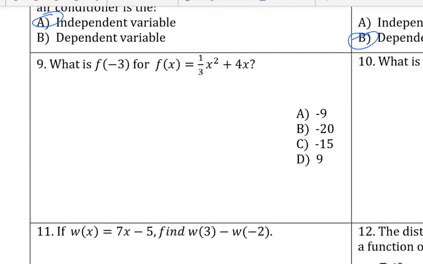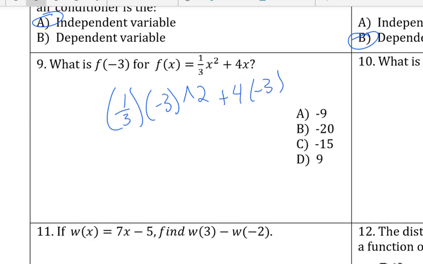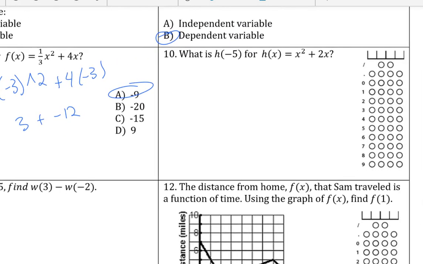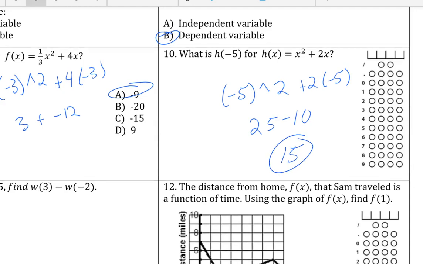Over here, plugging in -3. So I'm going to type it in calculator notation, right? So simplifying by hand, I have -3 squared, that gives me 9. 9 times 1/3 is 3. So I have 3 plus -12, which gives me -9. Over here, we're plugging in -5, so calculator notation. And by hand, we got 25 minus 10, so that gives me 15.